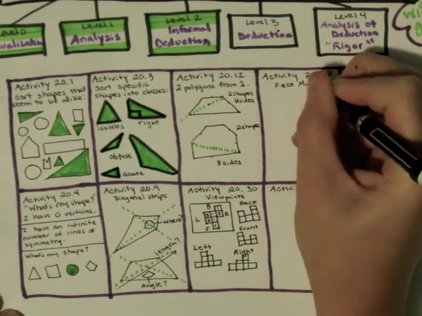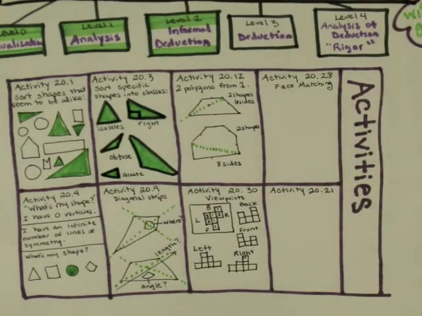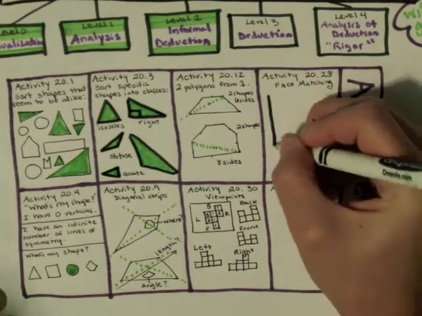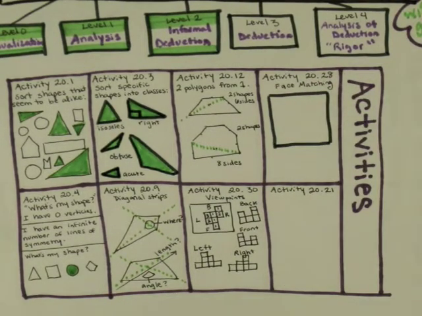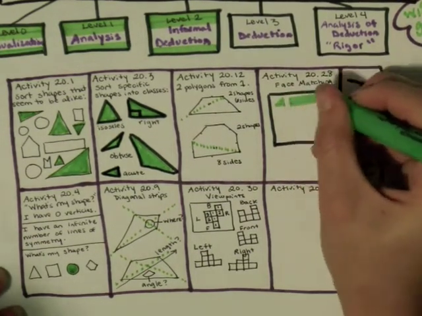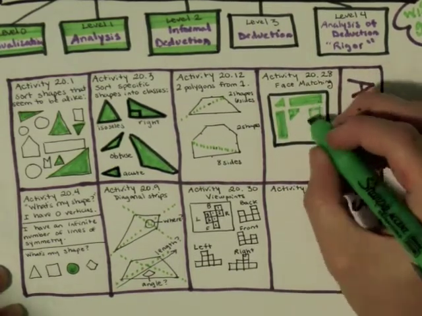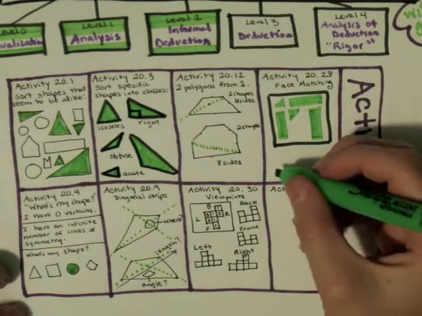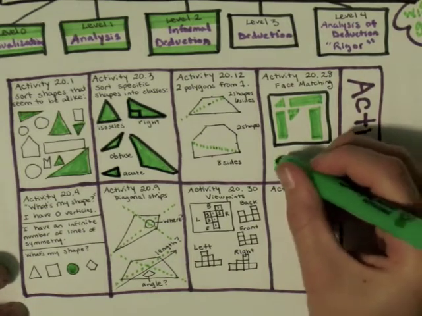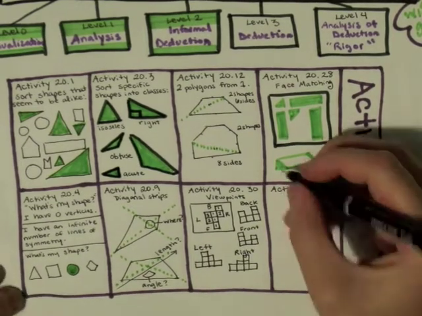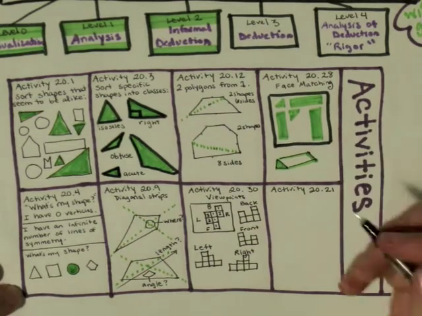In activity 20.28, students will also use their analysis and informal deduction strategies to determine what a shape looks like based on the faces of the shape. This shape would probably look something like this.